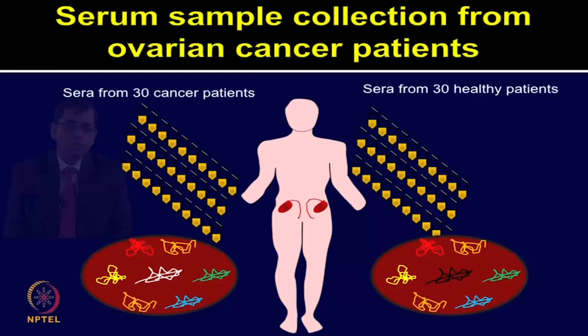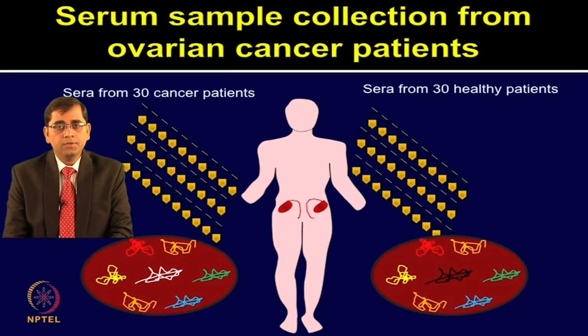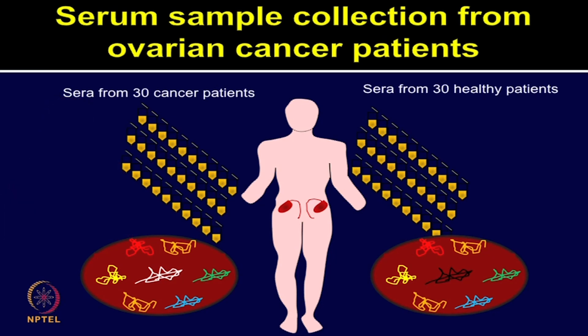Let us start with a case study first. Identification of differentially expressed proteins in ovarian cancer using high density protein microarrays, a study performed by Hudson et al. In this study, authors took serum from 30 individuals suffering from ovarian cancer and 30 healthy individuals. For each of these types of samples, they used 300 microliter of serum sample, diluted in correct buffer, and then applied that on human proteome arrays.